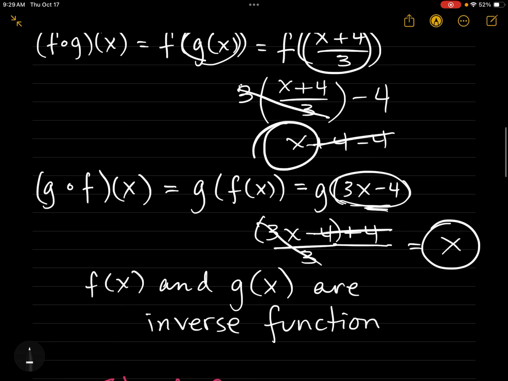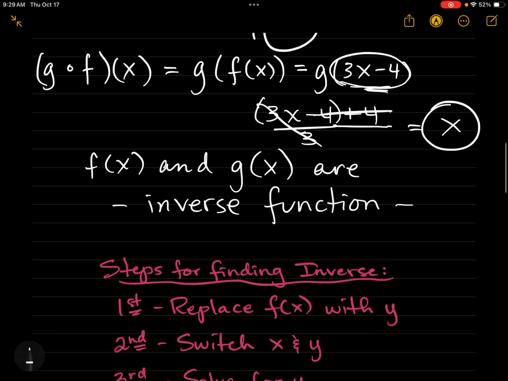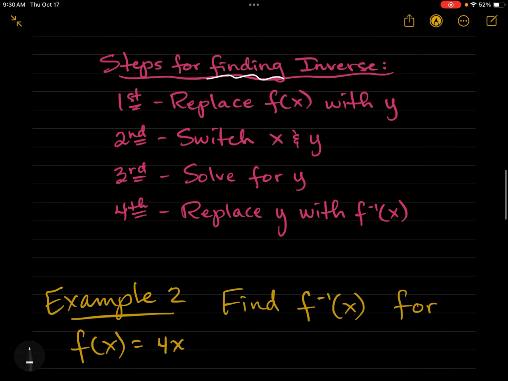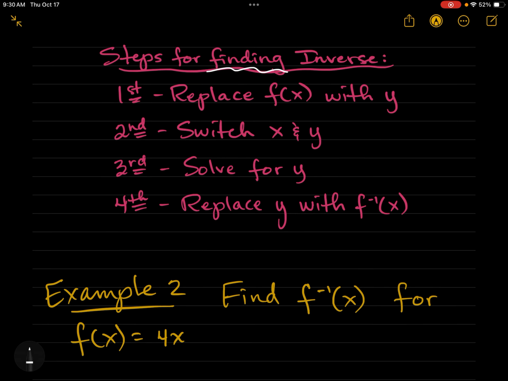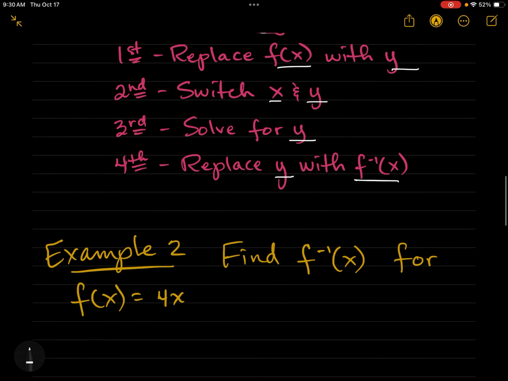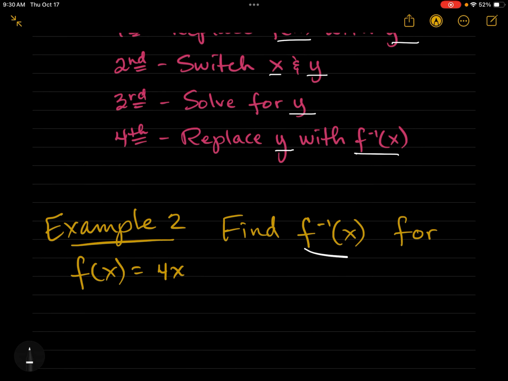Later in pre-calculus, you will learn about one-to-one functions and all of that, and you can look at the graphs and tell. Here's an easy way for finding the inverse. Follow these 4 steps. You're going to start by replacing f of x with y. Then you'll switch x and y, solve for y, and then get rid of the y and put f inverse of x. And I'll show you how easy it's going to be to follow those steps.